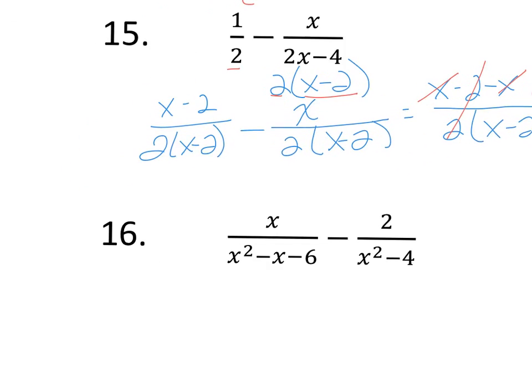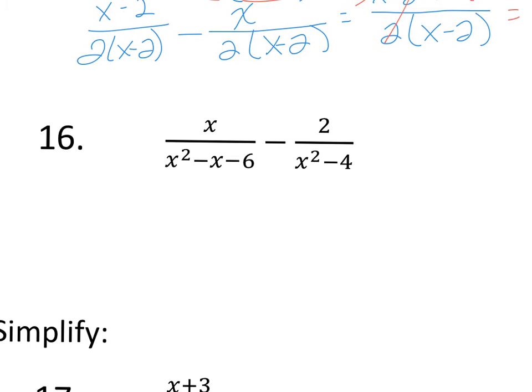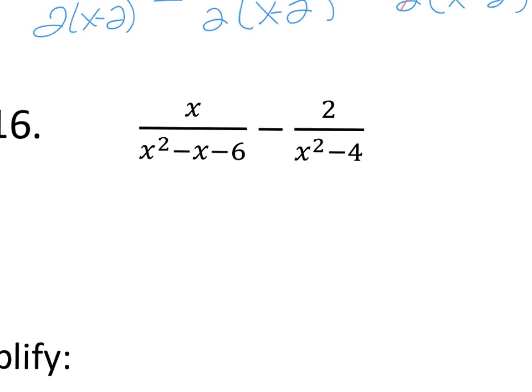All right, moving on to number 16. More subtract here. We've got this trinomial and a binomial here. Well, we can't tell what the common denominator will be until we factor. So let's factor those denominators.